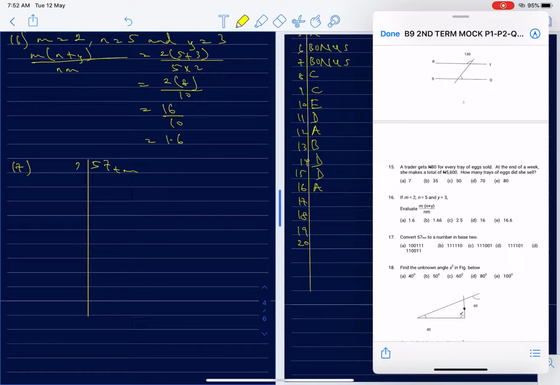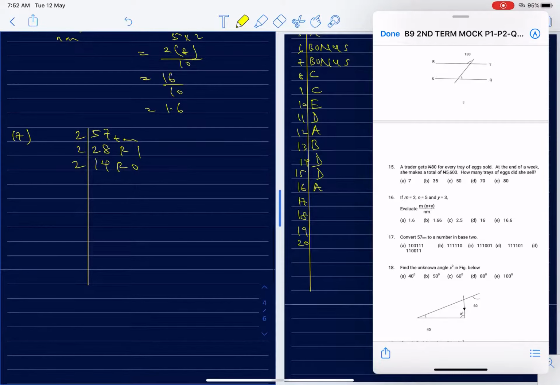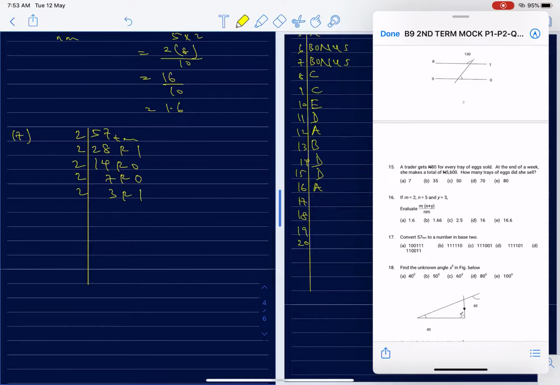57 base 10 to a number in base 2, we divide by 2. 57 divided by 2 is 28, and you write 1 as what's remaining as usual. 28 divided by 2 is 14, there's no remainder. 14 divided by 2 is 7, the remainder is 0. 7 divided by 2 is 3, the remainder is 1. 3 divided by 2 is 1, the remainder is 1. 1 divided by 2 is 0, the remainder is 1.